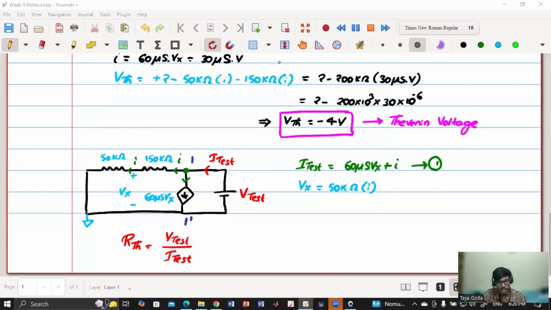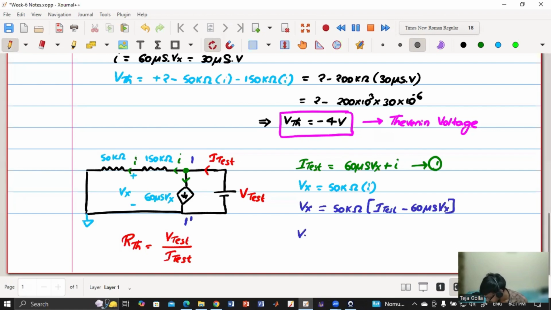Okay. Someone has said okay, sir. So now Vx is equal to 50 kilo ohm into I. I hope this part is also clear. Now if I substitute, I will get Vx is equal to 50 kilo ohm into I, which is what? I test minus 60 microsiemens into Vx. So my Vx is nothing but how much? 50 kilo ohm into I test minus 3Vx. Agree, everyone?